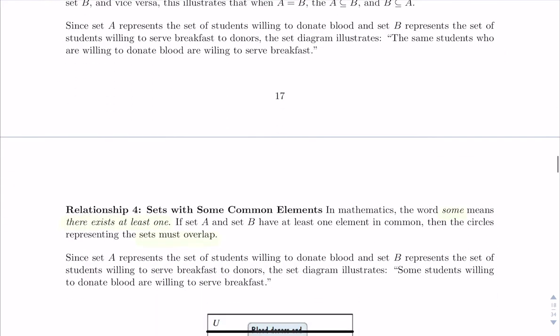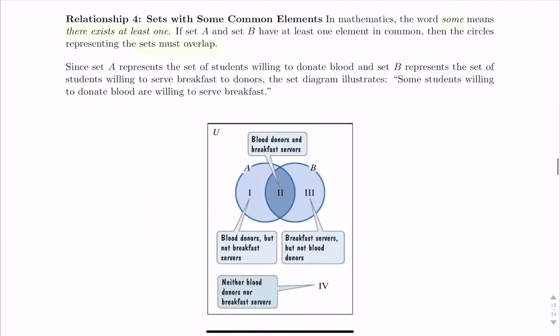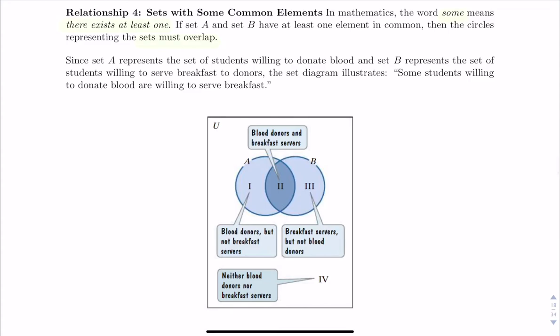And the fourth relationship is sets with some common elements. So in mathematics, the word some means there exists at least one. If set A and set B have at least one element in common, then the circles representing the sets must overlap. Since set A represents the set of students willing to donate blood and B is willing to serve breakfast, some students willing to donate blood are willing to serve breakfast. So maybe not all of them, but there's at least one student who's willing to donate and willing to serve breakfast.